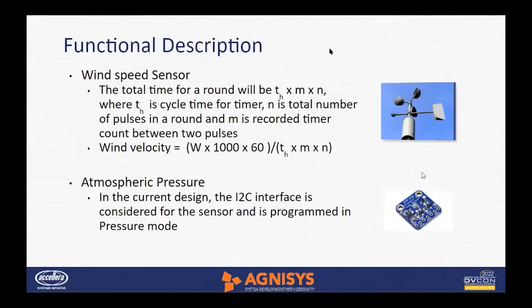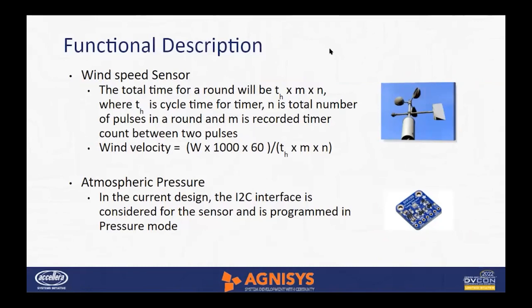Functional description, wind speed sensor. The total time for a round will be TH into M into N, where TH is the cycle time for the timer, N is the total number of pulses in a round, and M is the recorded timer count between two pulses. This is the formula used for calculating the wind velocity, which is there in the application logic.